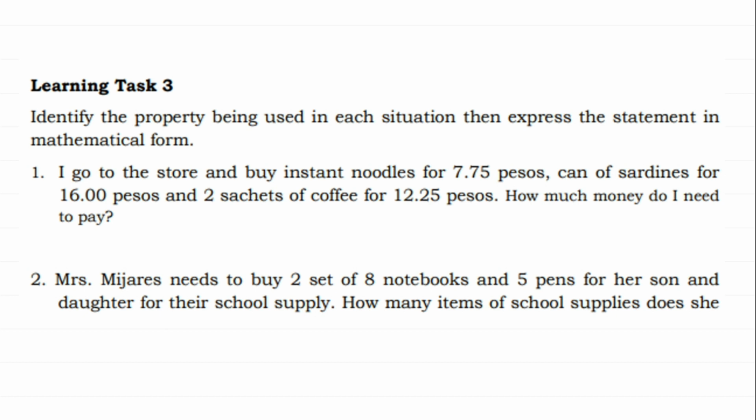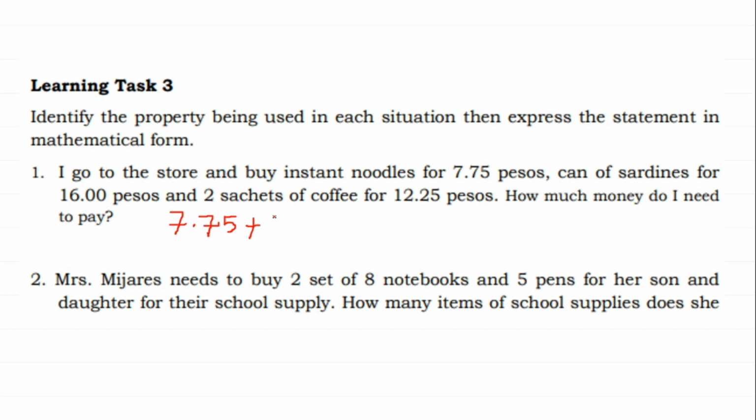I go to the store and buy instant noodles for 7.75 pesos, a can of sardines for 16 pesos, and 2 sachet of coffee for 12.25 pesos. So, how much money do I need to pay? So, unahin natin yung mathematical form muna ng ating situation. So, sabi dyan, I go to the store and buy instant noodles for 7.75 pesos daw. Bumili daw siya ng noodles. So, that is for 7.75 pesos daw. And then, can of sardines daw for 16 pesos.